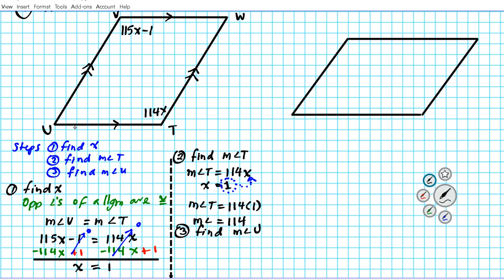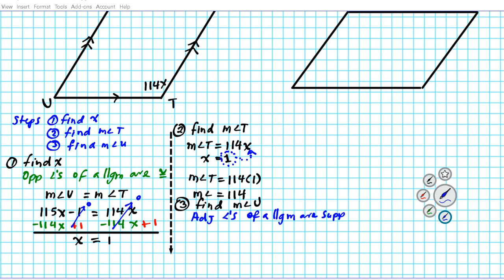All right, so this is what we need. Angle U and T are adjacent, so what do we know about adjacent angles of a parallelogram? We know that adjacent angles of a parallelogram are supplementary. So these two, if you add them together, you get 180. So how does that help us? Well, let's write down the following equation. We have the measure of angle U plus the measure of angle T. These two adjacent angles are supplementary, which means they add up to 180.